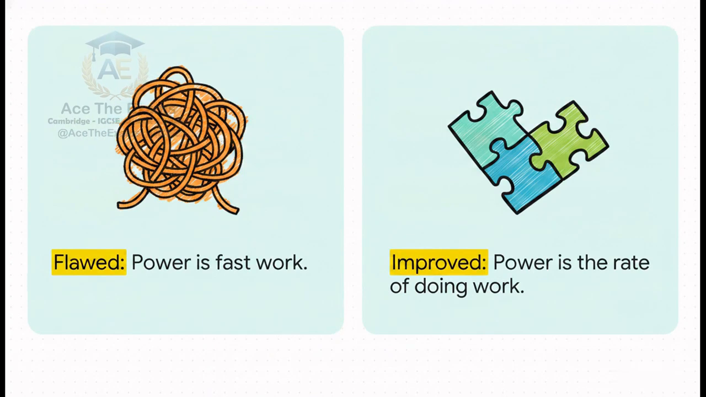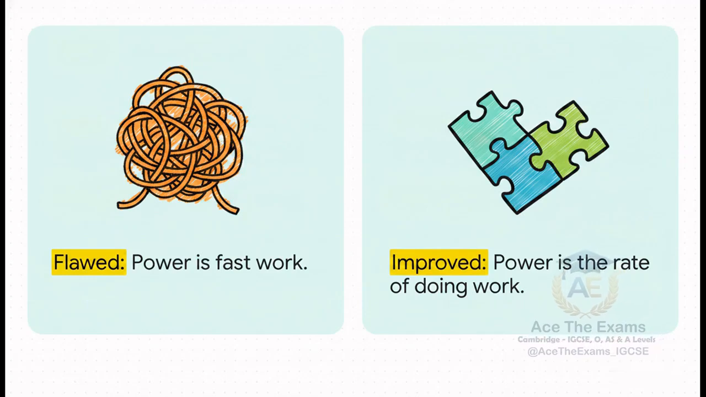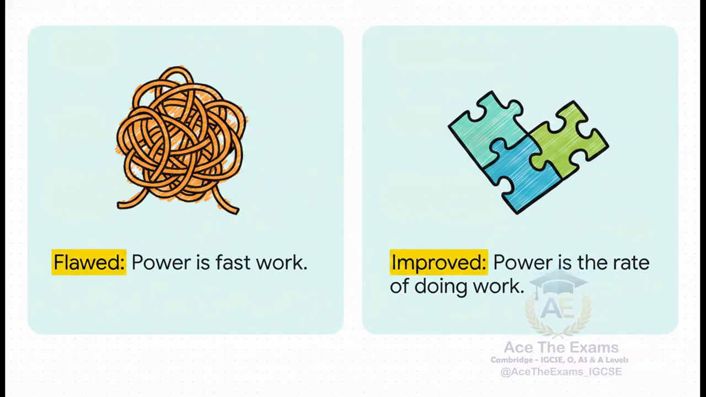Let's look at a quick comparison here. A flawed answer says, power is fast work. I mean, it's colloquial, it's vague, it's kind of how you might talk to a friend, right? But the improved, top-band Cambridge-style answer says, power is the rate of doing work, calculated as work done in joules divided by time in seconds. This explicitly uses our framework: concept, reasoning, and that exact examiner wording.